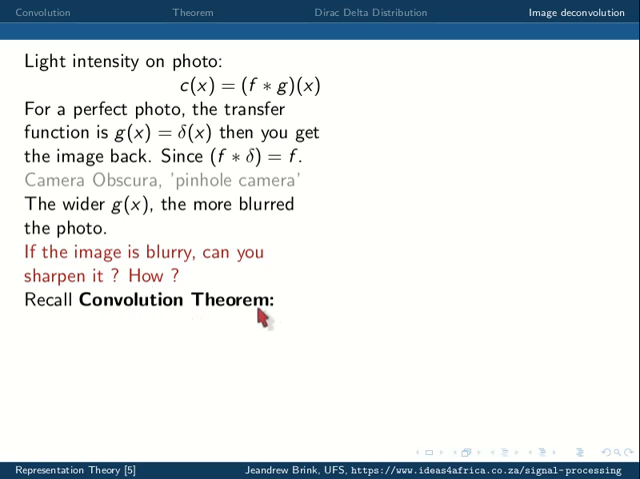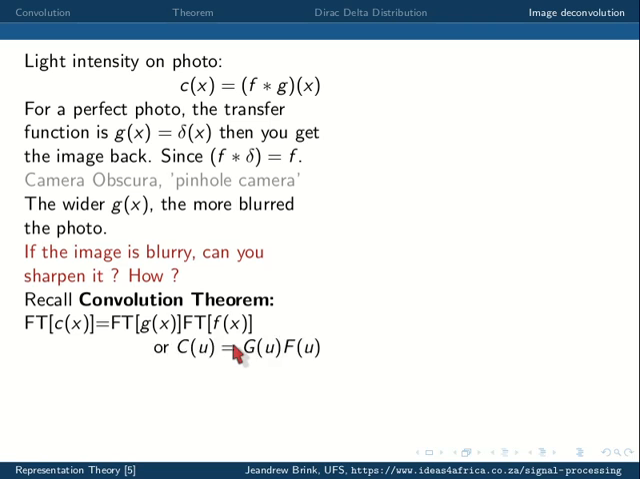So remember now our convolution theorem. It said the Fourier transform of our image, and the image is the convolution of f and g, is equal to the Fourier transform of g multiplied by the Fourier transform of f. So in Fourier space, the image's transform is simply the product of the part that comes from the actual transfer function g and the part that comes from the image.